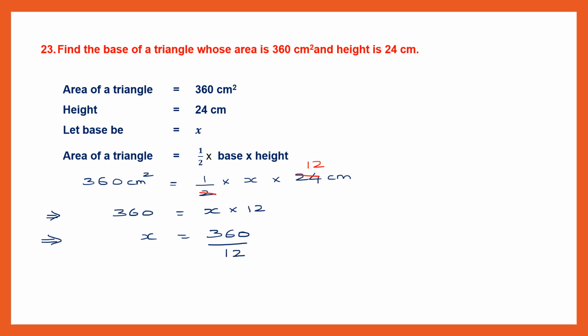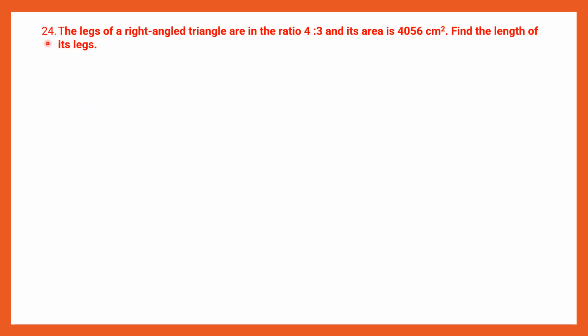So 360 divided by 12. Now 12 threes are 36 and you add the 0, it becomes 30. So we have found x. And what is x? We said x is the base. So we have found the base to be 30 centimeters. So this is our answer. Base is 30 centimeters.